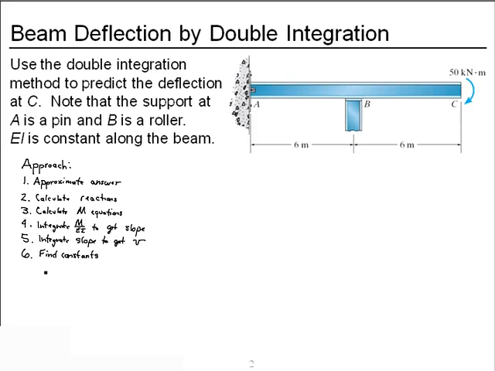We'll find those constant values. Then we'll be able to predict the vertical deflection at C. And we'll come back and compare with the approximation to make sure that we have a reasonable answer.